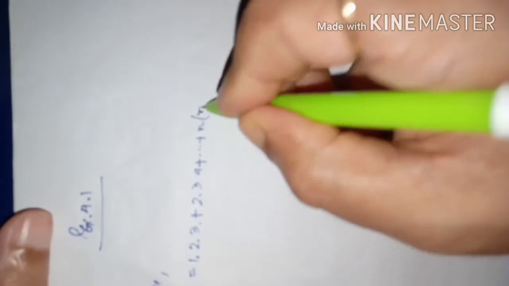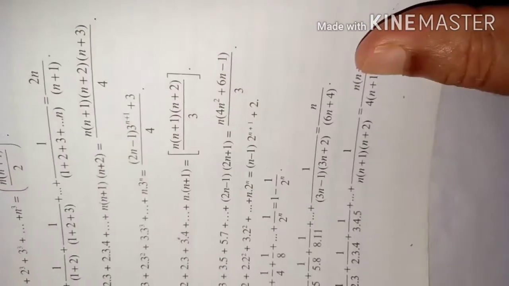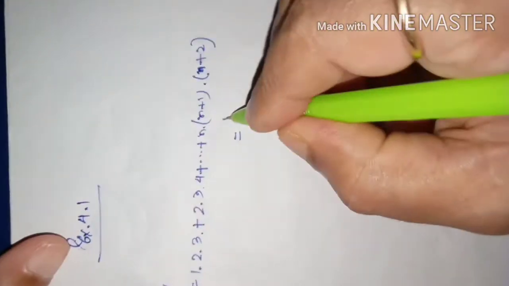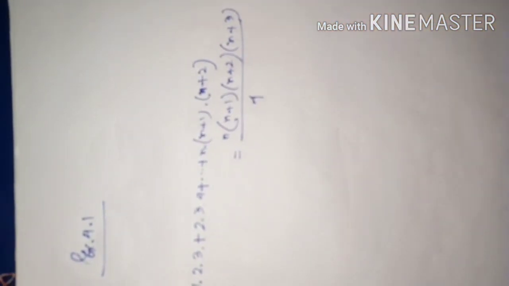Here, the statement Pn is: 1 into 2 into 3 plus 2 into 3 into 4 plus ... plus n into n plus 1 into n plus 2 is equal to, we have to show it as equal to, n into n plus 1 into n plus 2 into n plus 3 by 4. So let us verify it for n equal to 1.